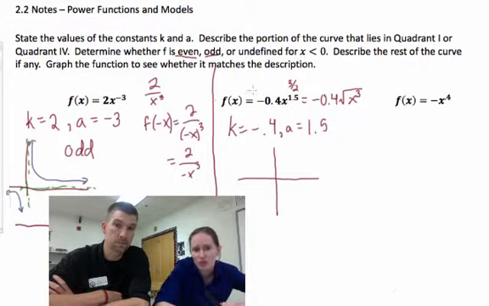So first, we said it'd be in the 4th quadrant. It has to pass through 0, 0. And so it's basically going to look kind of like a square root function, wouldn't you say?